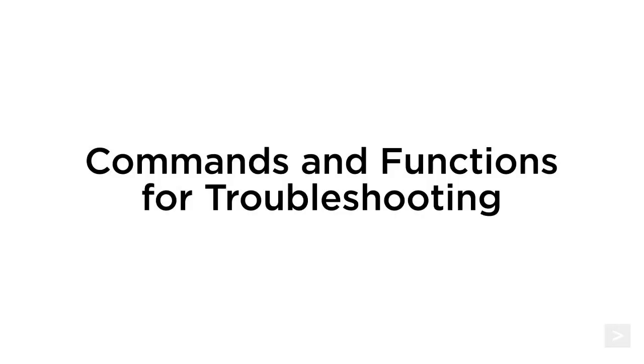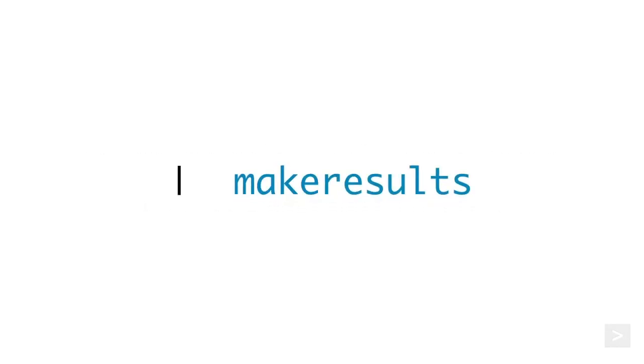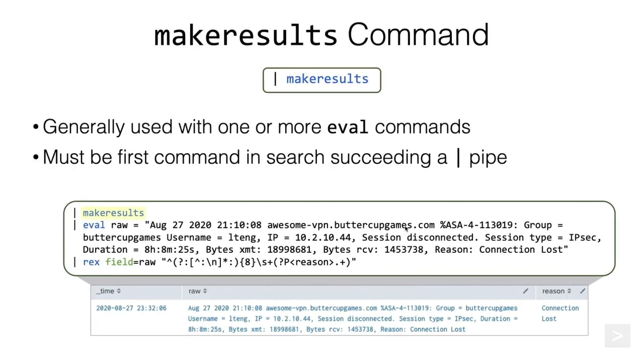Now, let's take a look at some commands and functions that can be used to troubleshoot your searches. The make results command is used to generate temporary events in memory using the _time field. If you have some static data that needs to be added at search time and is not in your index, you can use the make results command.